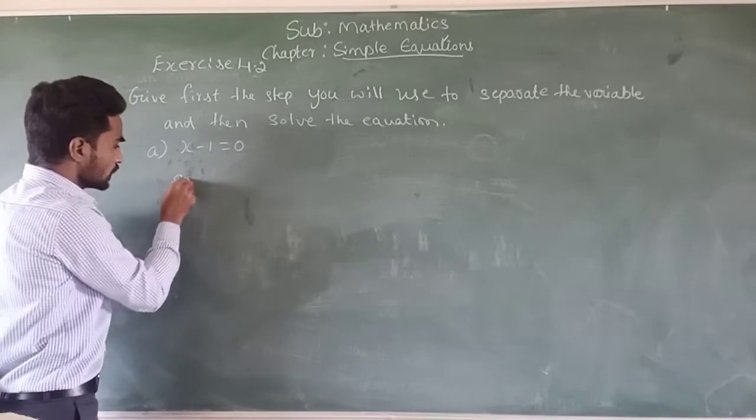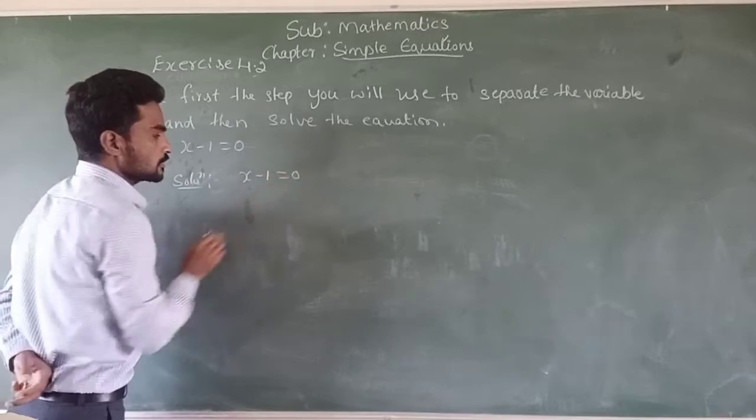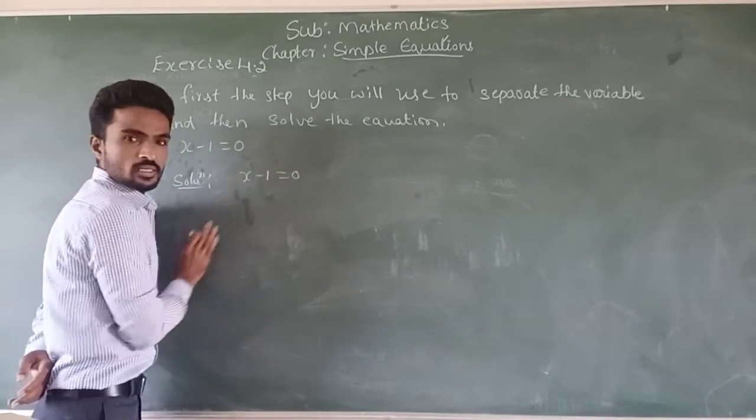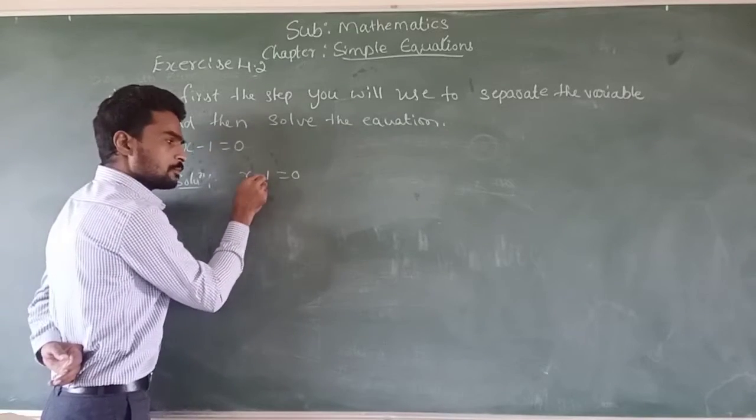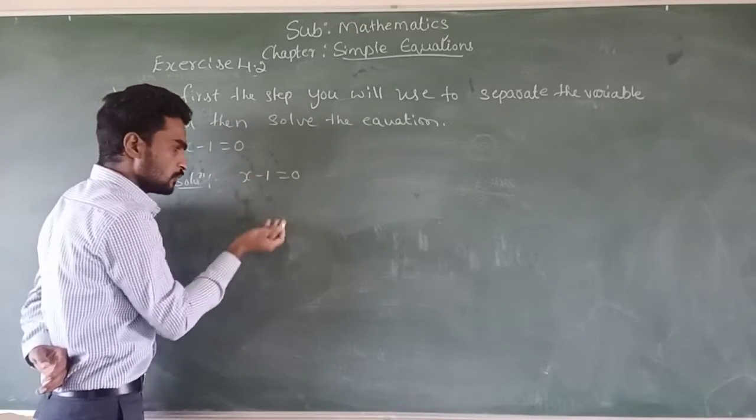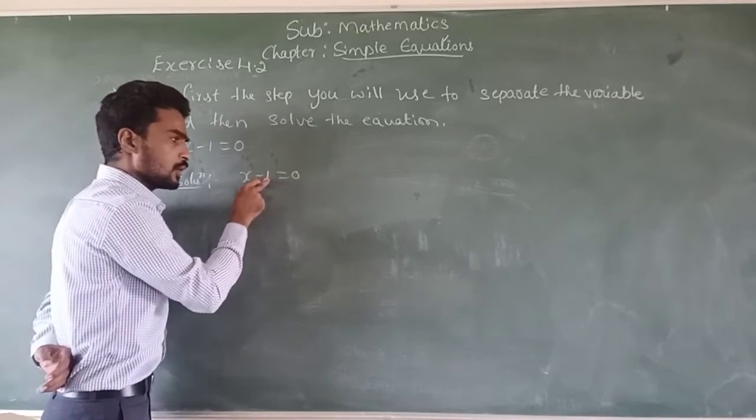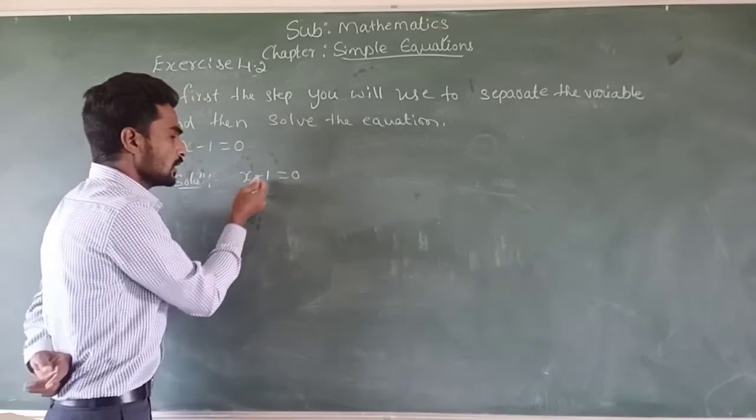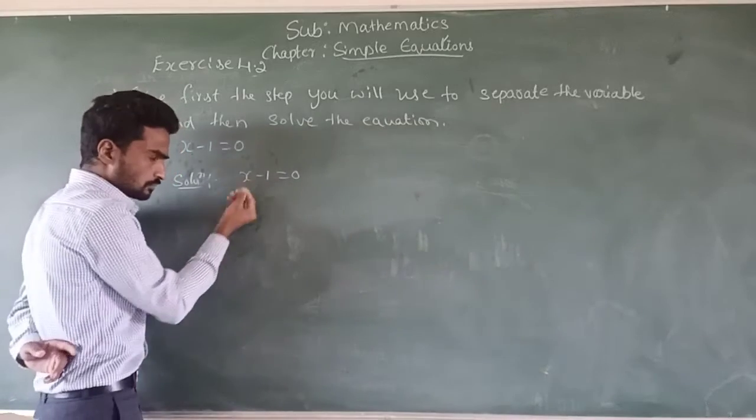Now they are given that solution. What is the given equation? x minus 1 is equal to 0. Here x is variable, 1 is constant. Now for this variable, subtraction of 1 is there. Therefore we can add 1 to LHS side. Then these minus 1 and plus 1 both will be cancelled out. Then remaining variable is separated.